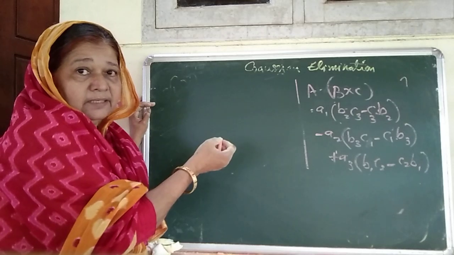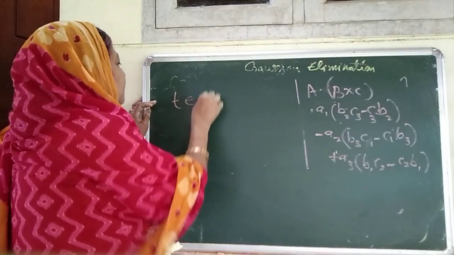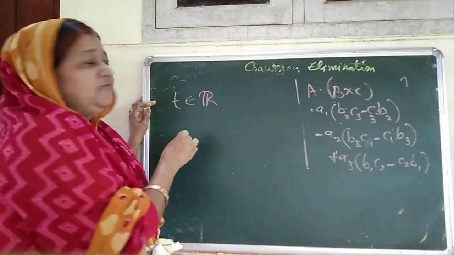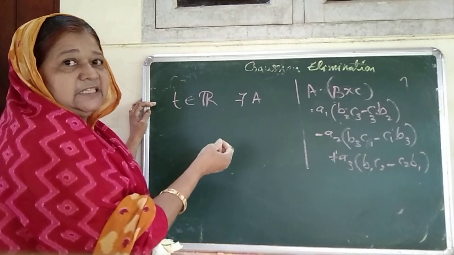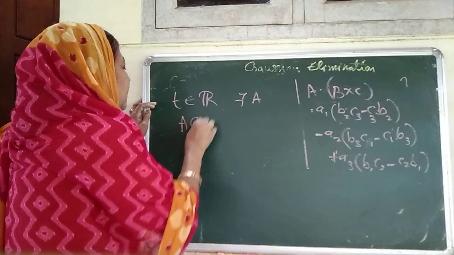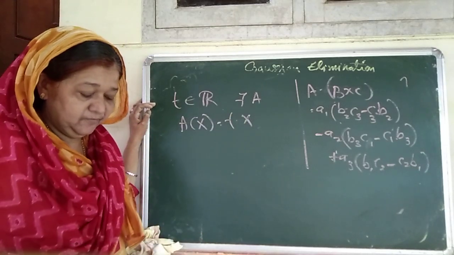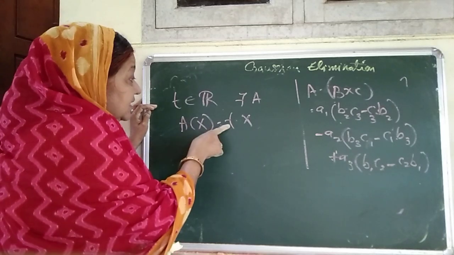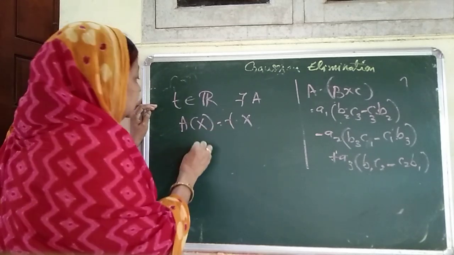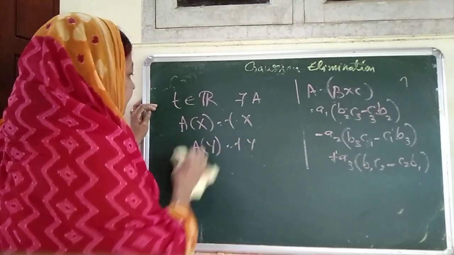Eigenvalue: a scalar t, an element of R, is said to be an eigenvalue if there exists a transformation, say A, such that A of x equals t times x. Then we define the eigenvector. An eigenvector is nothing but a vector corresponding to this eigenvalue such that A of x equals t times x.